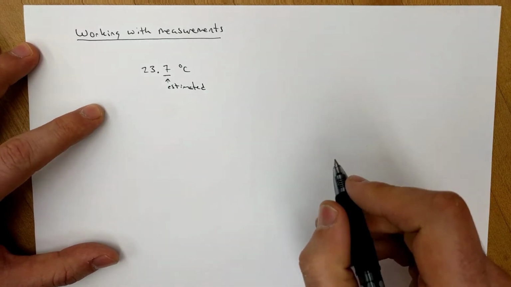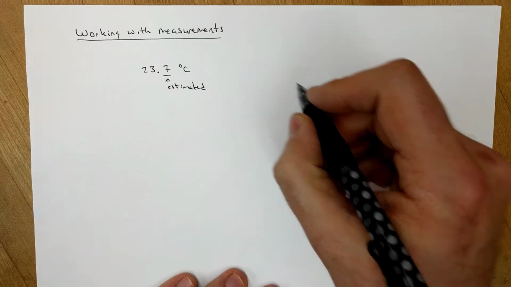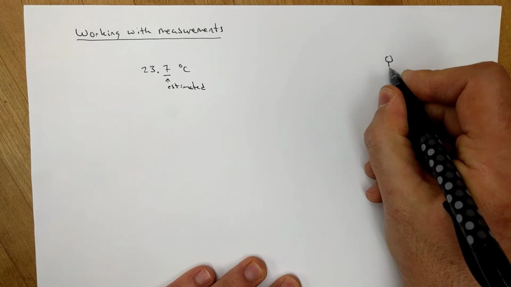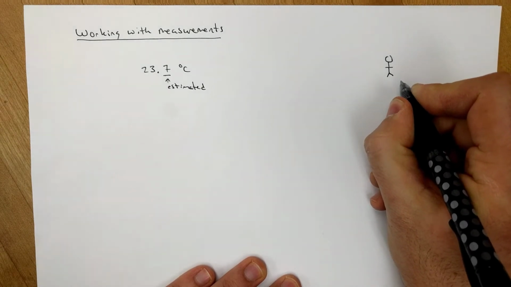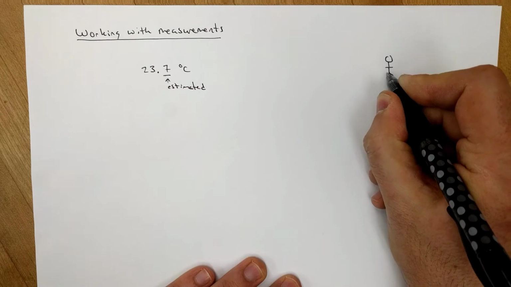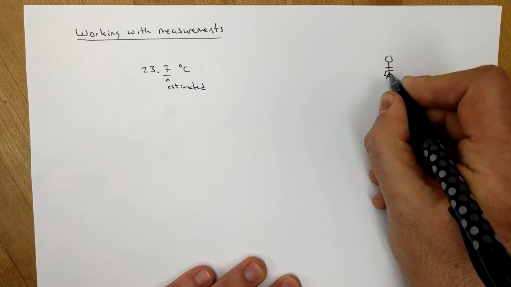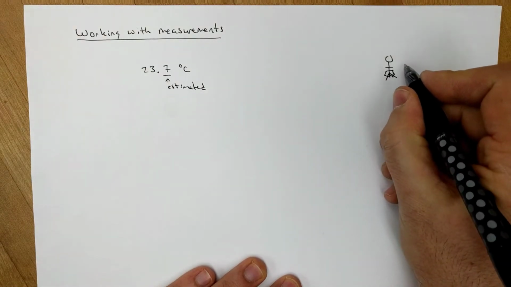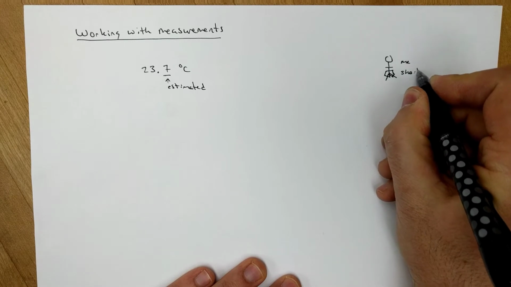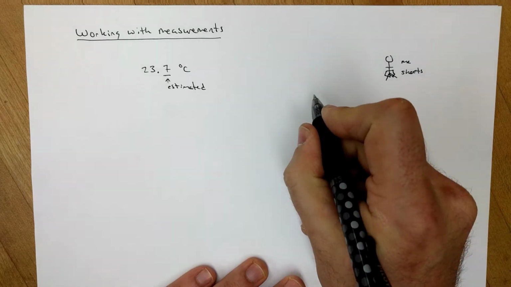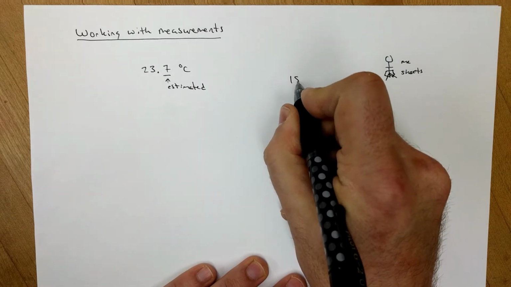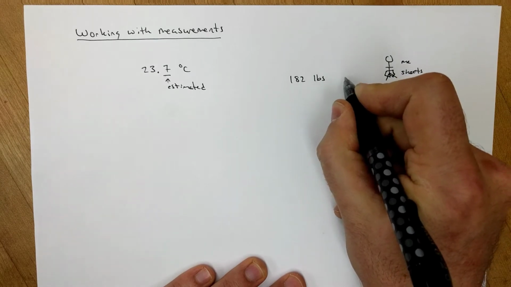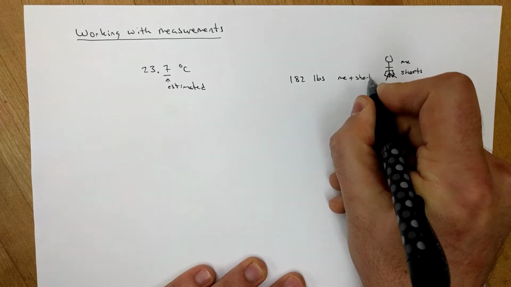So let's propose a thought example for this. Let's imagine that every morning I wake up and weigh myself, and when I weigh myself every morning, I'm wearing a pair of shorts. So this is me, and these are my shorts that I'm wearing. I hop on my bathroom scale at home, and let's say it reads 182 pounds. So when I say I weigh 182 pounds, that's me and my shorts.